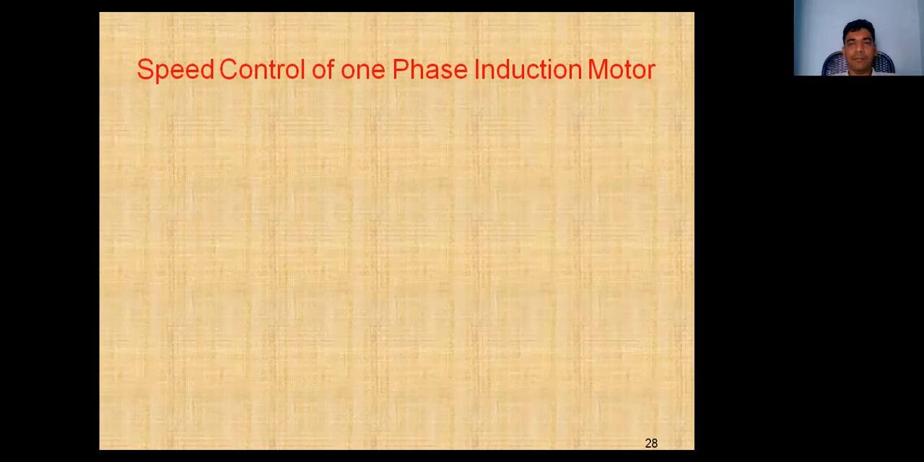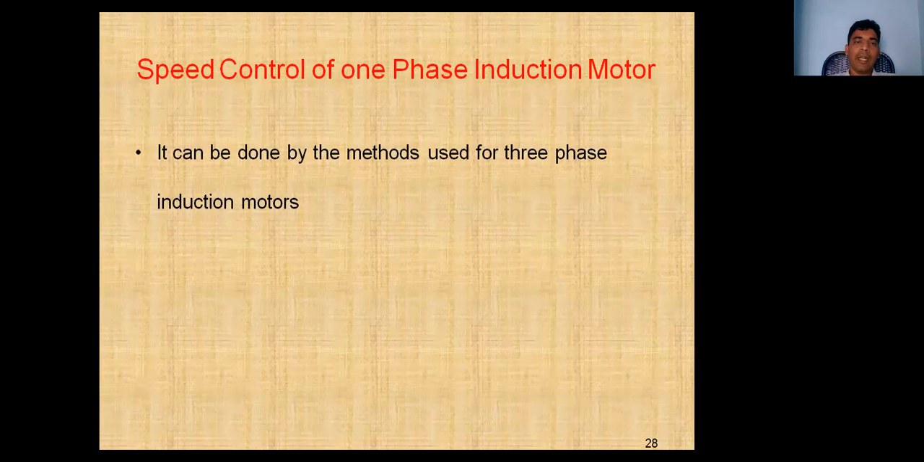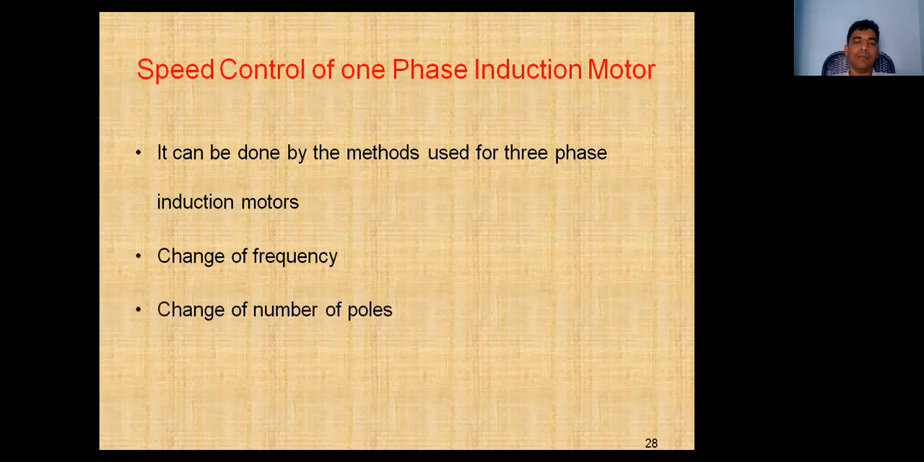Coming to the speed control of single phase induction motors. It can be done by the methods used for three phase induction motors: change of frequency, change of number of poles, change of voltage applied to the stator. These are the same methods we use for squirrel cage induction motors in three phase motors, and they are applicable for single phase squirrel cage motors.